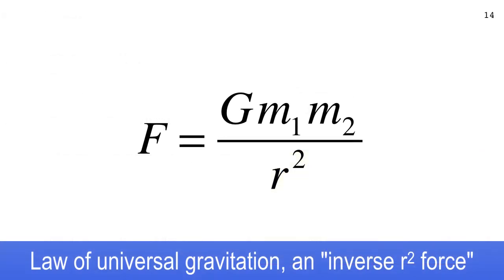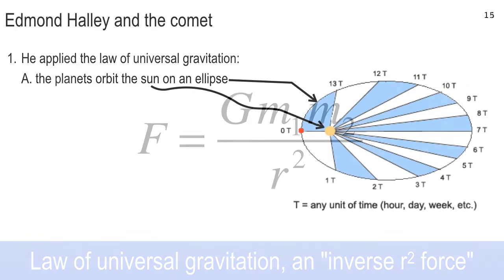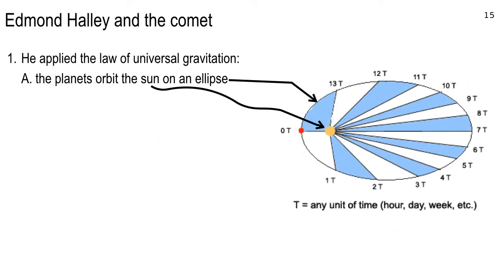All right, let's go through a few more things here about the law of universal gravitation, the inverse R squared force. I've already told you that it's infinite range. Another thing is that the gravitational force, GM1 M2 over R squared, helped Sir Isaac Newton and Edmund Halley, his friend, figure out the laws of motion for the planets.